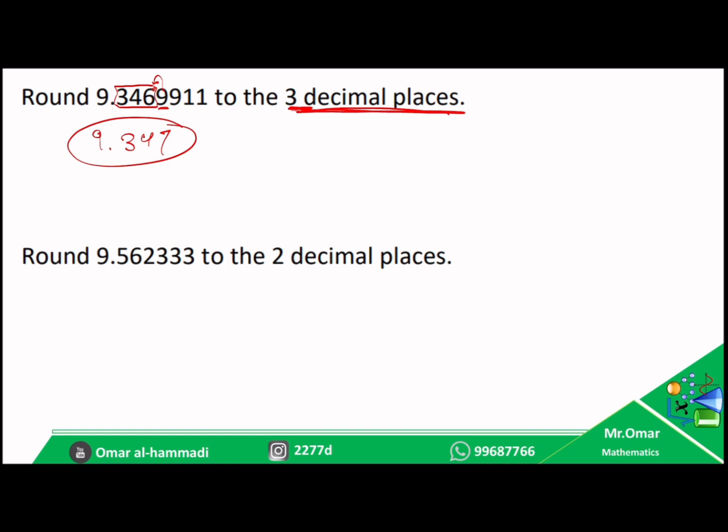Round this number to the 2 decimal places. So the first 2 decimal places, we will see the other 1, 2. This is less than 5, so it will give us nothing. We will not add 1. It will be 9.56, the same number.